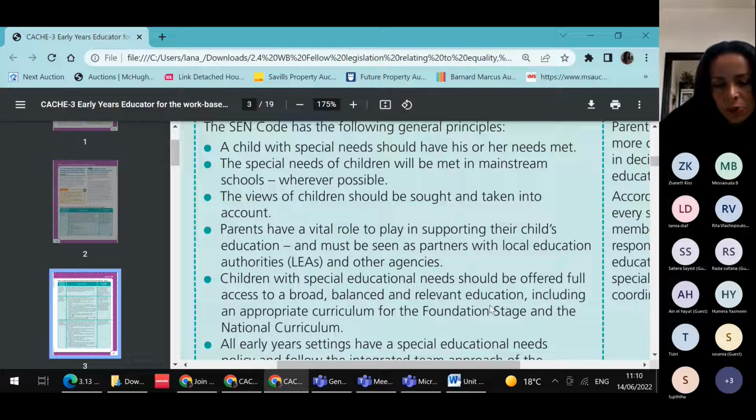Also, children with special educational needs should be offered full access to a broad, balanced and relevant educational curriculum. So if children can't do certain activities, we give them all the resources they need so they can catch up on the national curriculum and be educated like anyone else of their age.